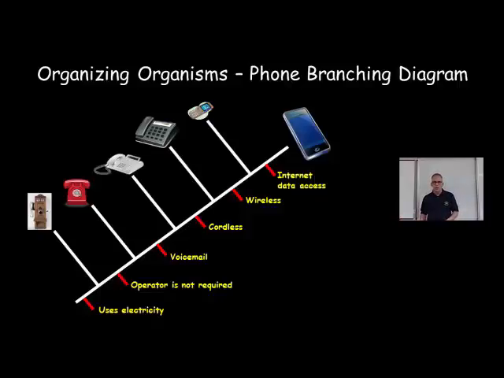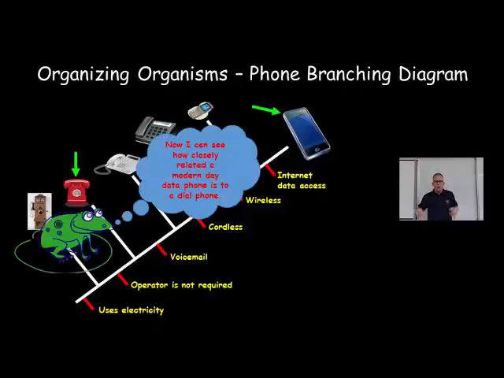Then after that, we went into what are called full data access or internet data access phones, where we can surf the internet if we want, we can make phone calls, we can take videos, we can upload videos, we can have apps on them, etc. Now, what's really nice about this, everybody, is that once I have this branching diagram set up with the different organisms on the branches and their characteristics underneath, I can look more closely at how, for example, a modern day data phone is related to that old red dial phone. So that's one of the really cool purposes of branching diagrams.